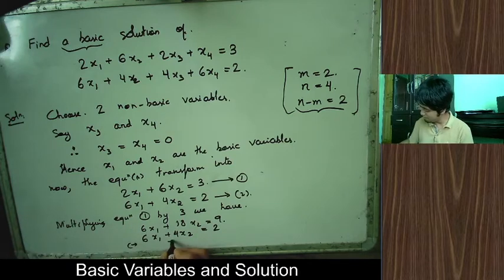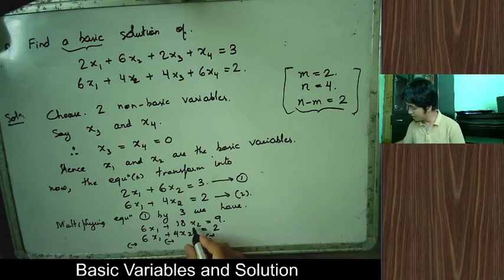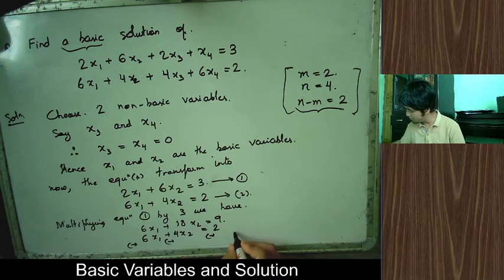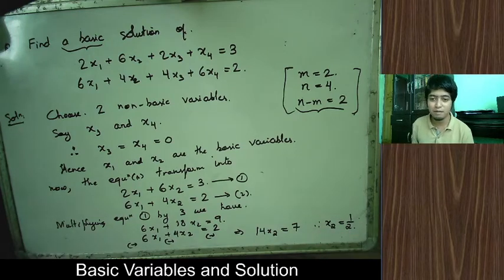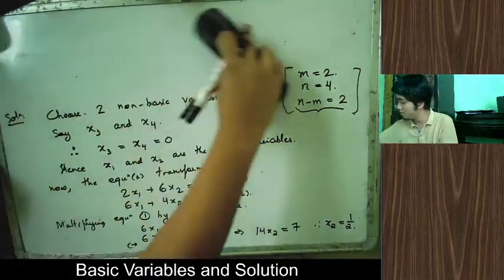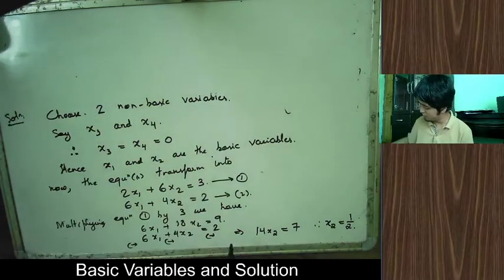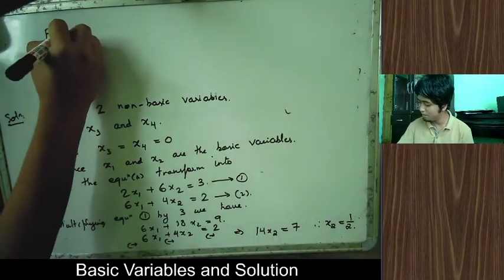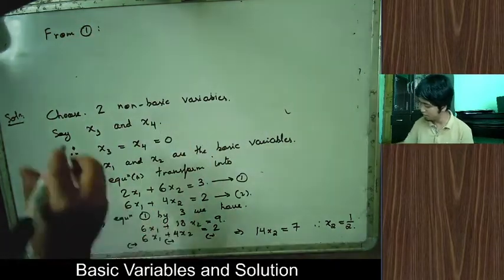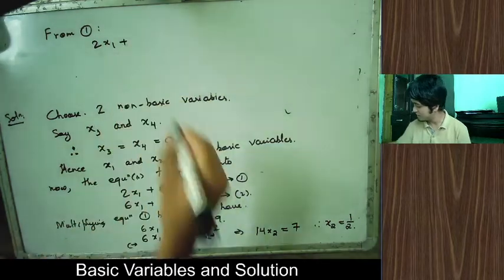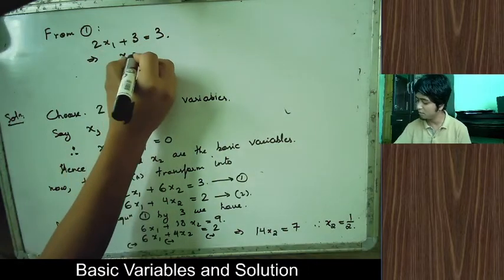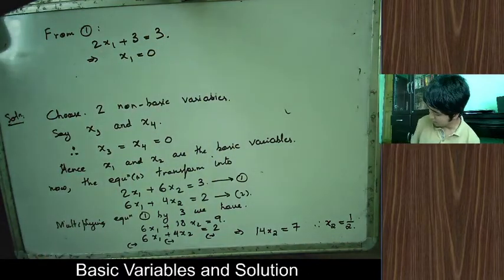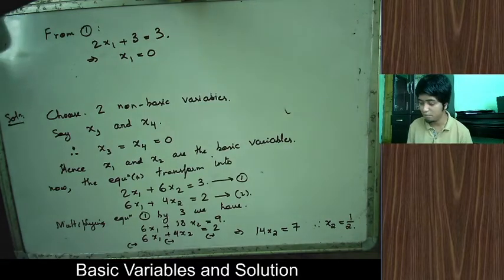Now we can subtract them. 18 minus 4 gives 14, so 14x2, and 9 minus 2 gives 7. Therefore x2 will be equal to 1 upon 2. Similarly, we can find x1. Substitute x2 in equation 1: 2x1 plus 6 times x2 equal to 3, so x1 will be equal to 0.